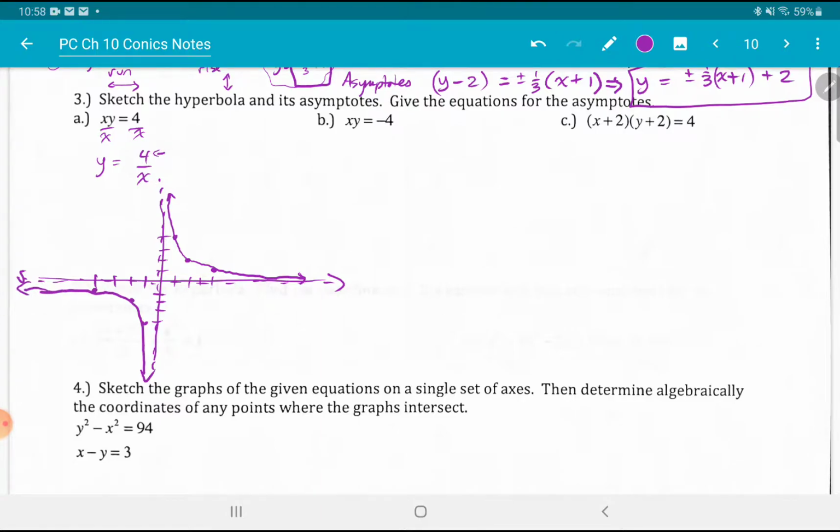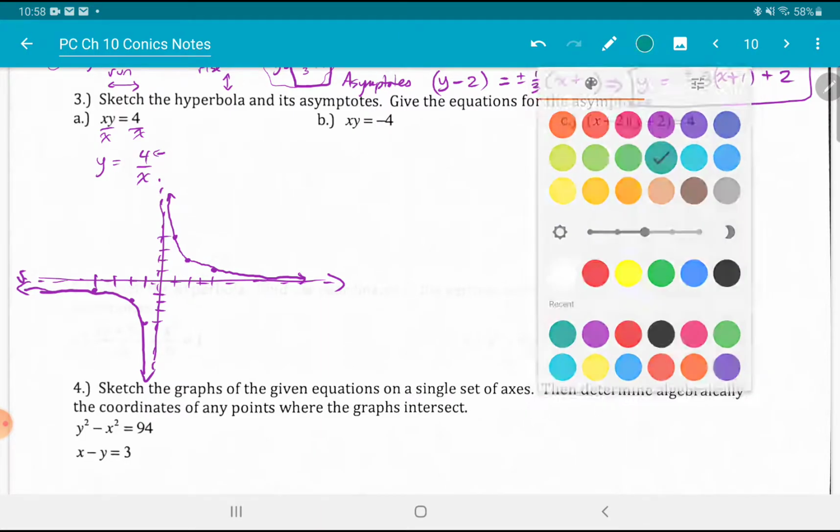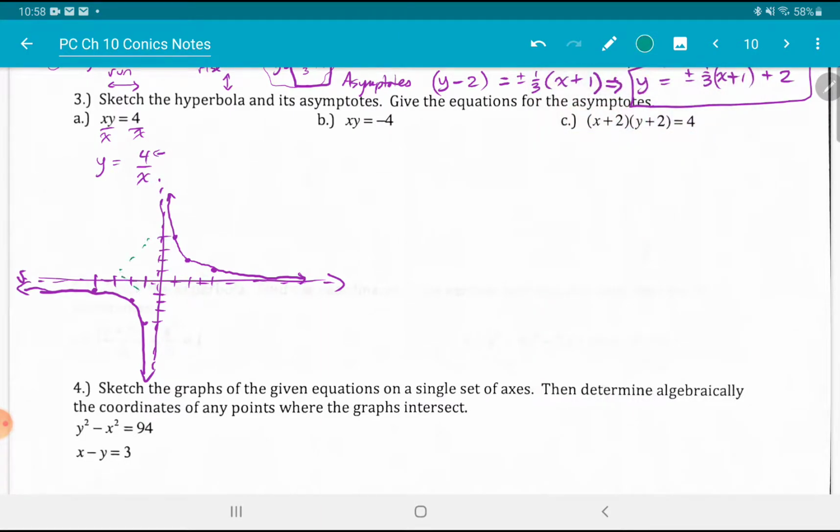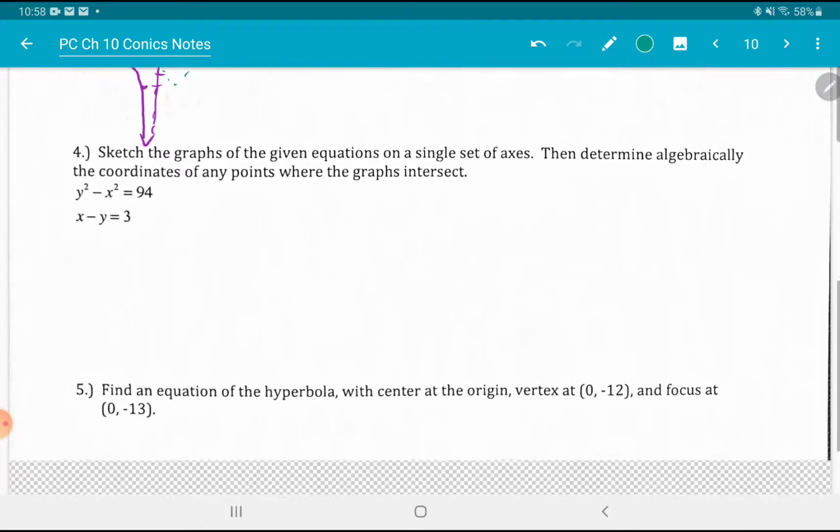Now imagine you just kind of tilt your paper. I can't do it on the screen right now, but imagine you just tilt your paper 45 degrees. You'll notice that you do have a hyperbola. You can basically see that the asymptotes do form your rectangle, but it's now going to be at an angle like that. Okay. All right, let's go on to number 4.